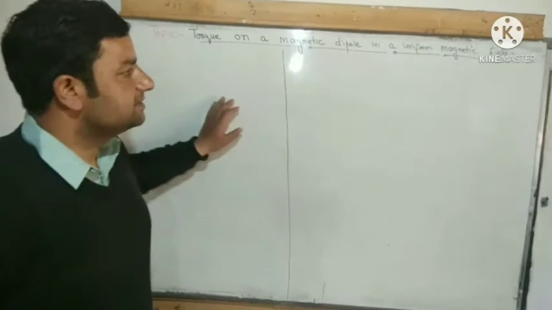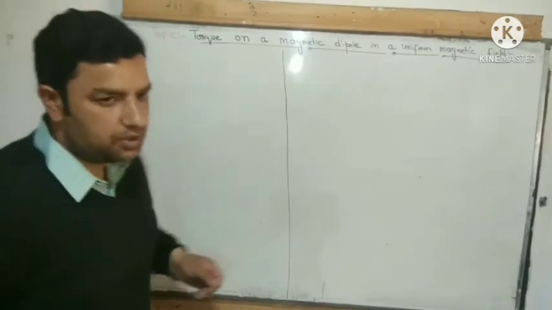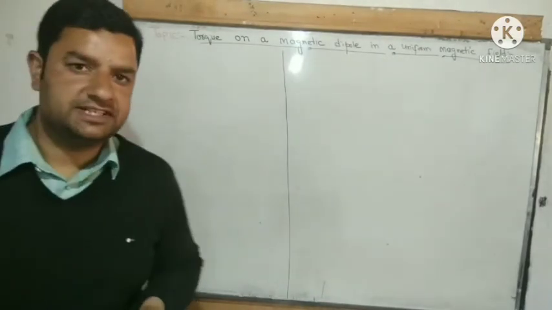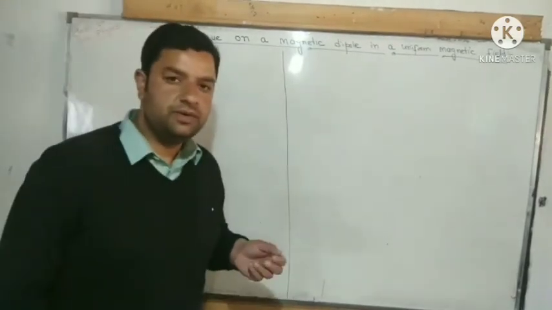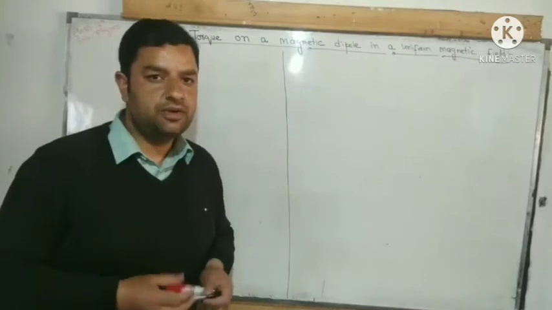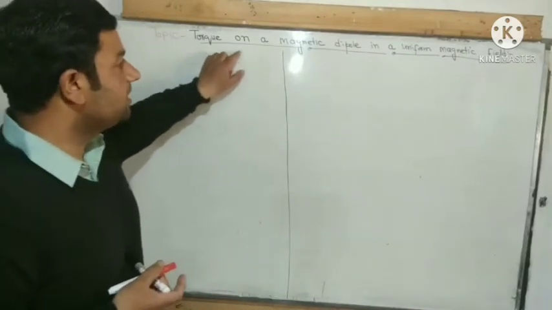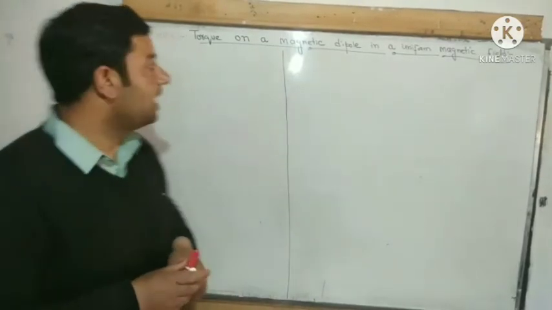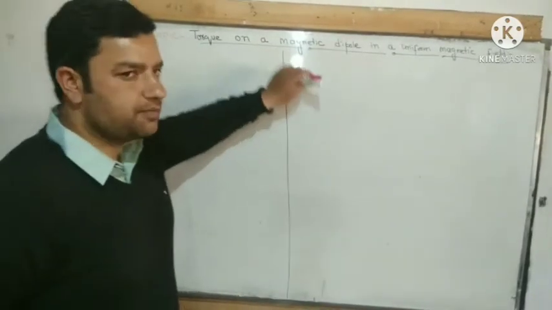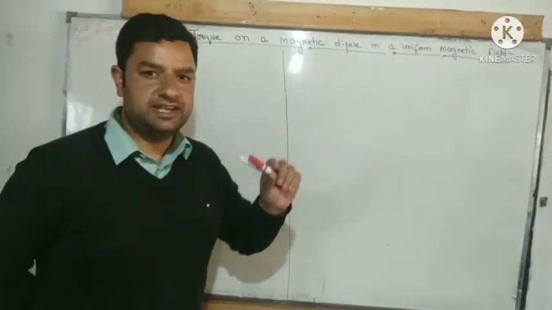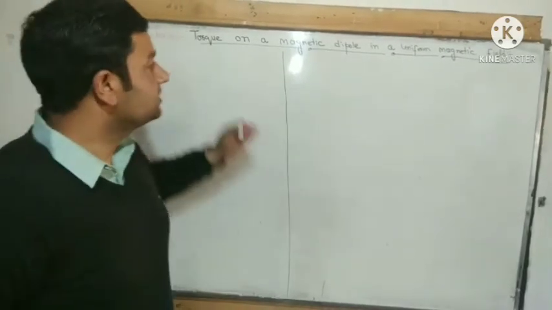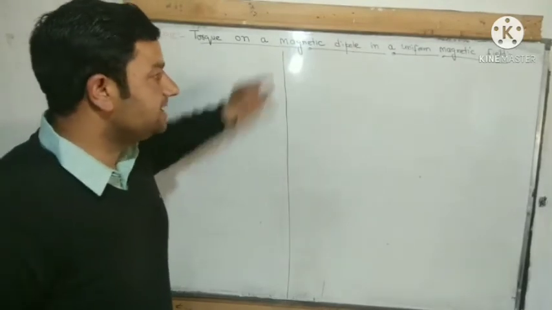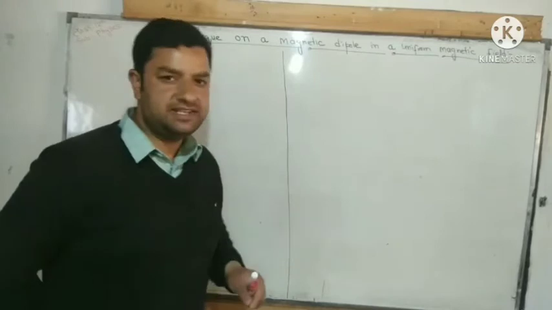So, the previous lectures were on dipole moment and magnetic dipole: what a magnetic dipole is, and what the magnetic dipole moment is. Today's topic is torque on a magnetic dipole in a uniform magnetic field. If a magnetic dipole is placed in a uniform magnetic field, it experiences a torque.